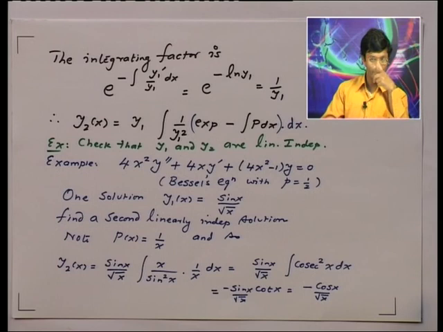Now, y2 of x turns out to be, according to this formula, sin x upon root x integral cosecant squared x. What is the integral of cosecant squared? Minus cot x. So, the second solution is minus cos x upon root x. Of course, it is a linear differential equation. So, if minus cos x upon root x is a solution, cos x upon root x is also a solution. So, might as well take the second one as cos x upon root x. Okay. How do you know that sin x upon root x is a solution? One way to do it would be to apply the power series method or the Frobenius series method. Method of Frobenius series will give you sin x upon root x as a solution. But this particular technique presumes that you know one solution. Then we are trying to find the second linearly independent solution.